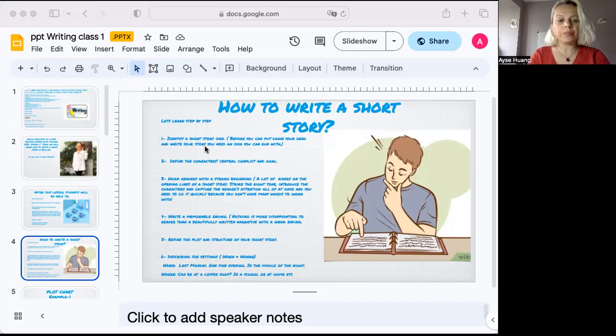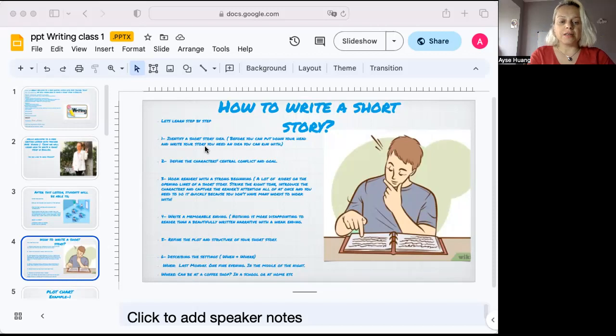Number 4, write a memorable ending. Nothing is more disappointing to a reader than a beautifully written narrative with a weak ending. So don't disappoint your readers. Okay. Number 5, refine the plot and structure of your short story. Make it plain.